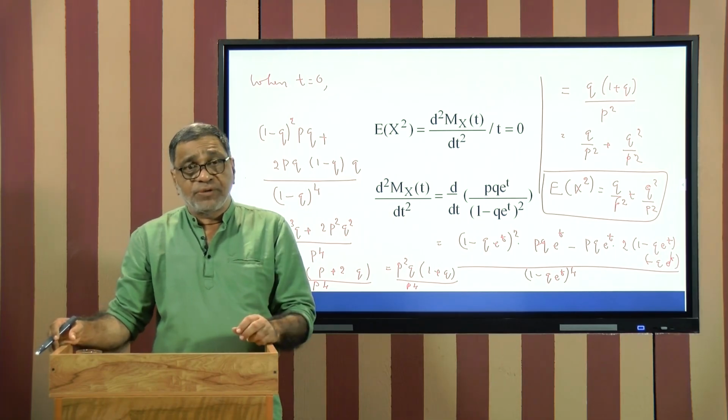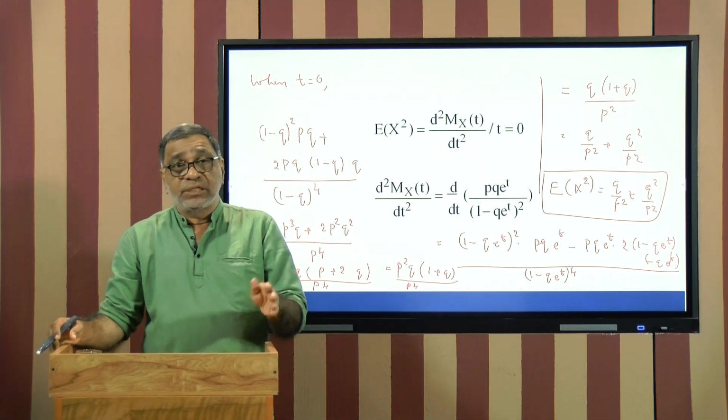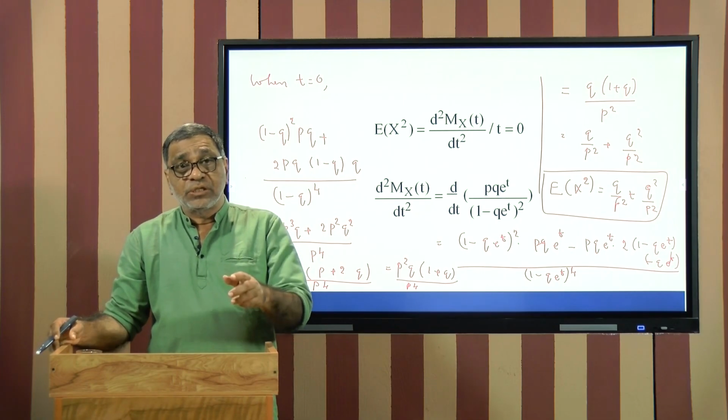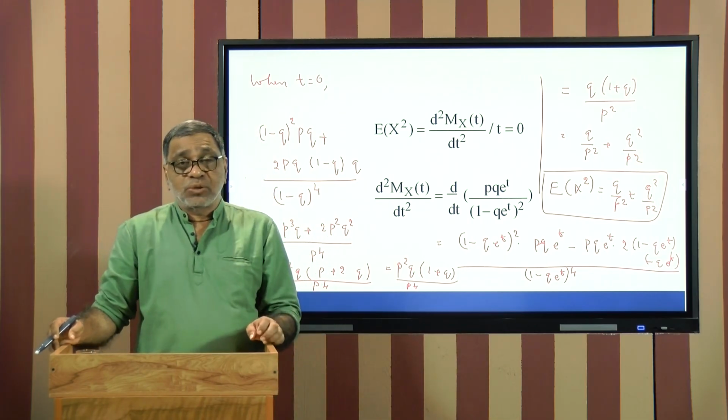From this expectation of x square, it is possible to find the variance. As I already mentioned, variance is equal to q by p square, which is obtained from this expression by subtracting expectation of x the whole square.